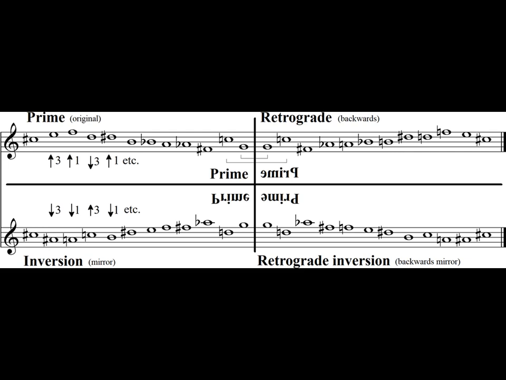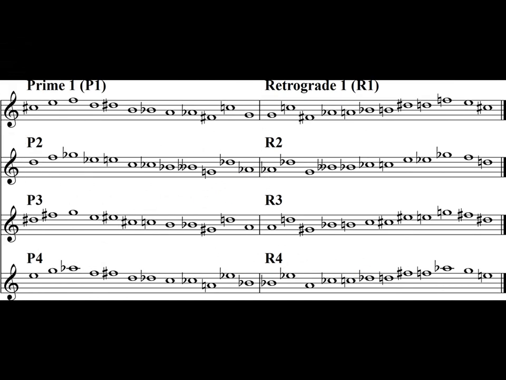But composers also do a final type of operation in order to give themselves a little bit more material, and that is that each of these 4 versions of the row can be transposed, and because it's chromatic, it can be transposed in fact 12 times. So I've shown in this slide here the first 4 transpositions of the prime and retrograde versions of the row.